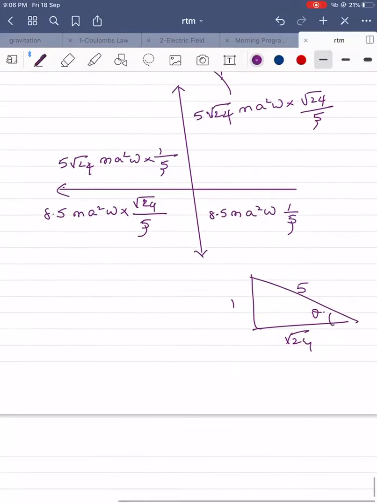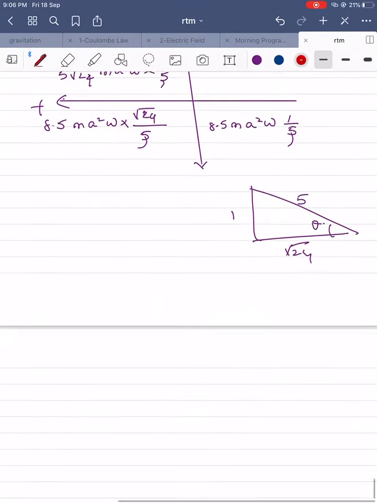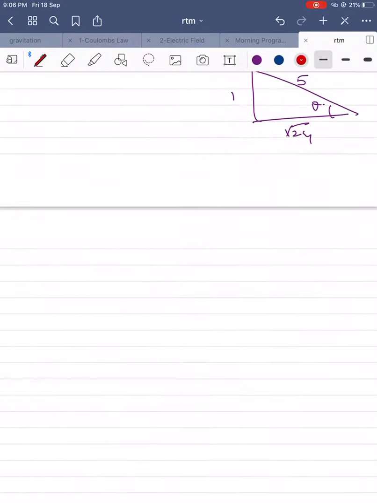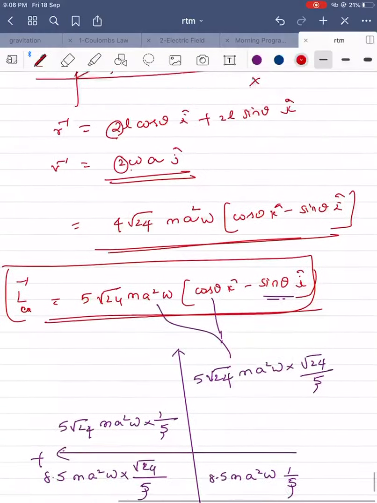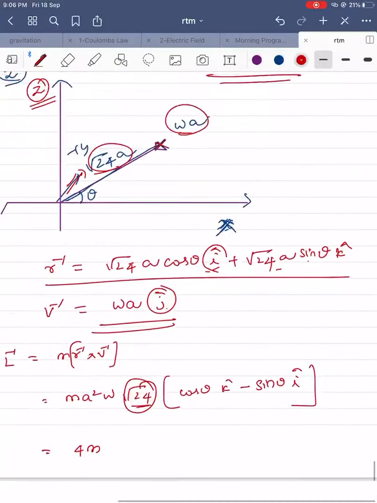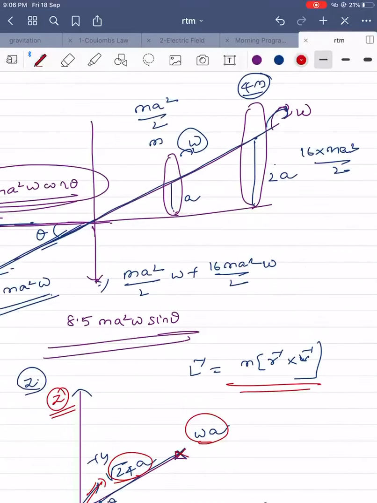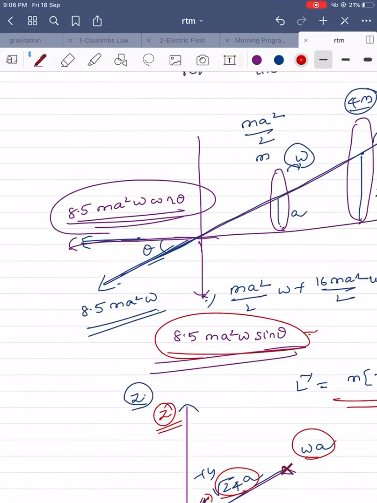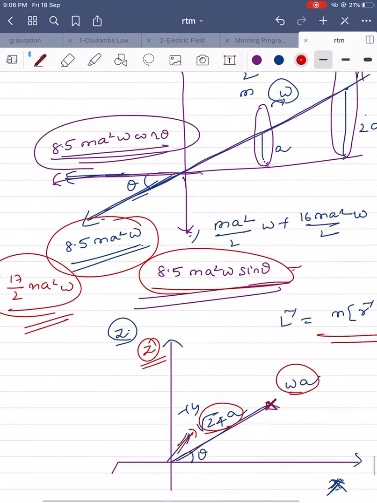So now just add, they are in the same direction, we can add these two. So 5 root 8.5 by 5. So root 24 I can take out, root 24 upon, I am just writing final terms, conservation of angular momentum. In this direction it is. So we got option C here only. So when it is rotation, 8.5 m a omega square is nothing but 7 by 2 m a square omega, which is nothing but option C.